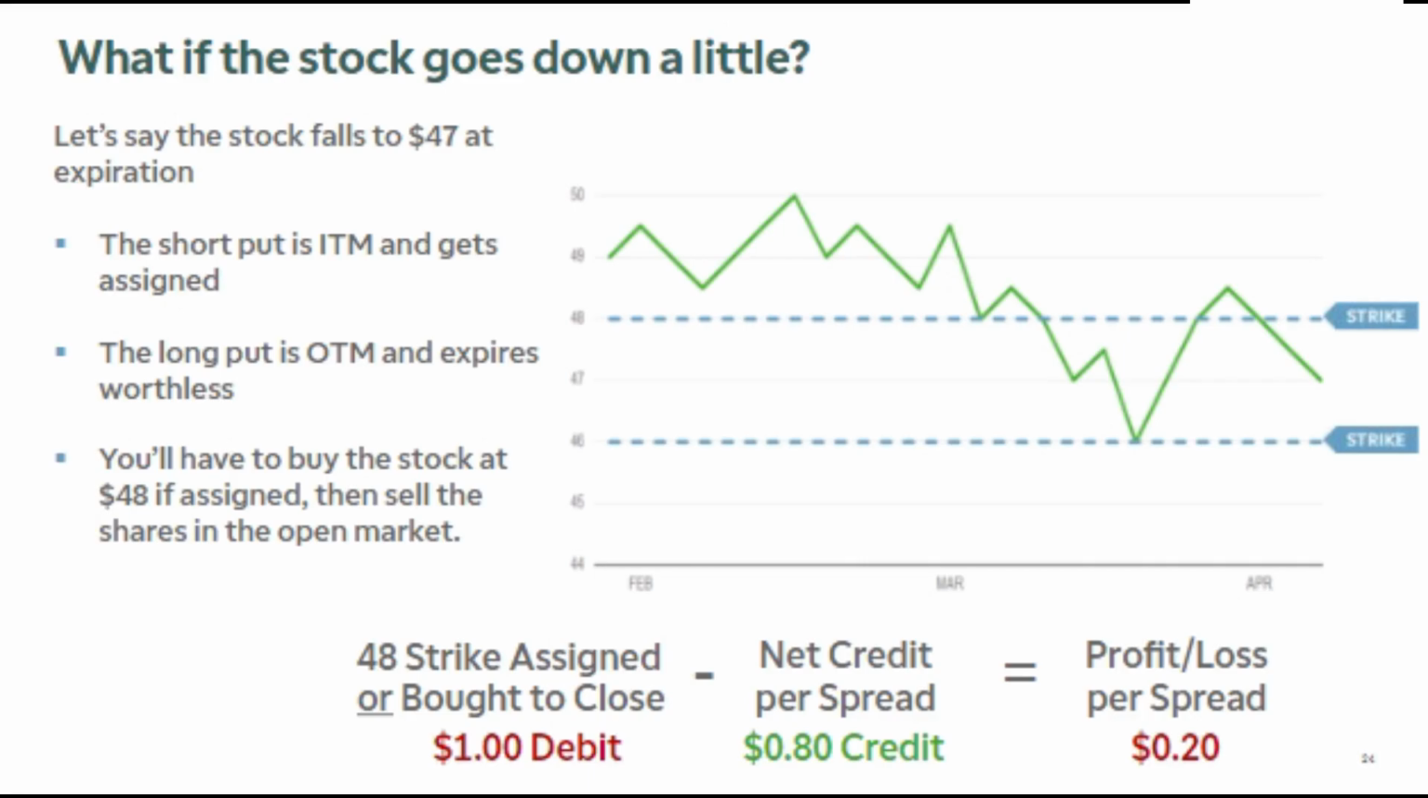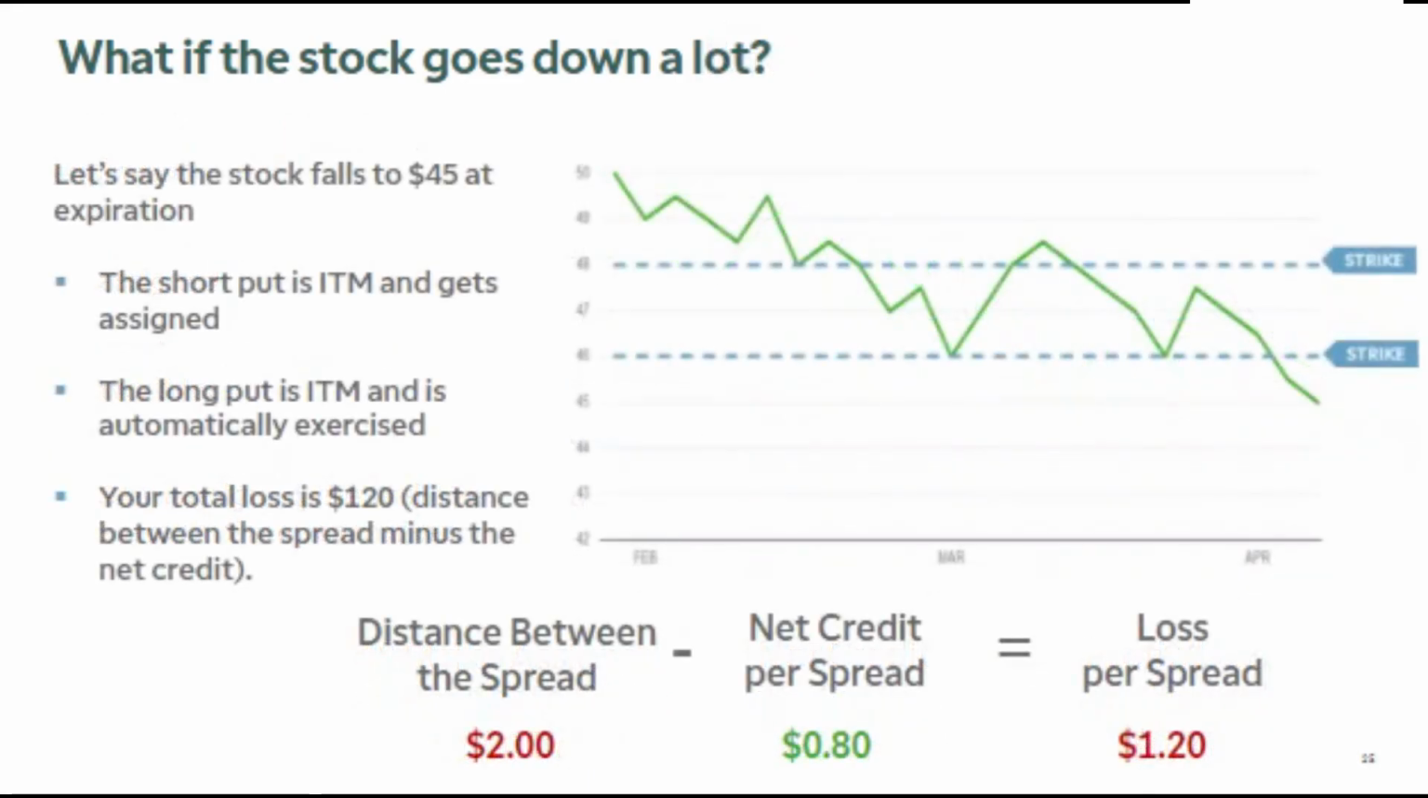Say the stock falls to $45 a share. I was right about my worries of being wrong. By selling the 48 strike put, it went much lower than 48. Thankfully, I had the protection there at 46. So I get to buy 100 shares at 48 and sell 100 shares at 46. Obviously, it's a $2 difference there. So $2 loss minus the initial credit of 80 cents equals a $1.20 loss.